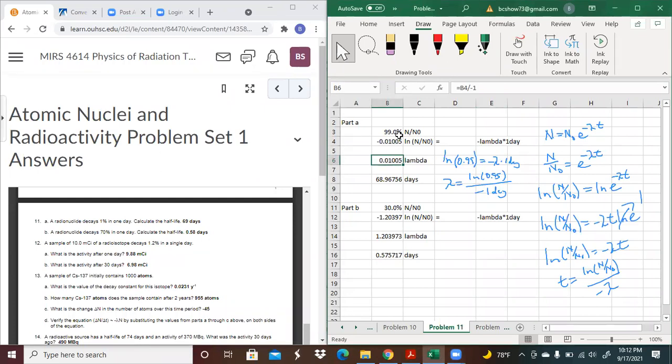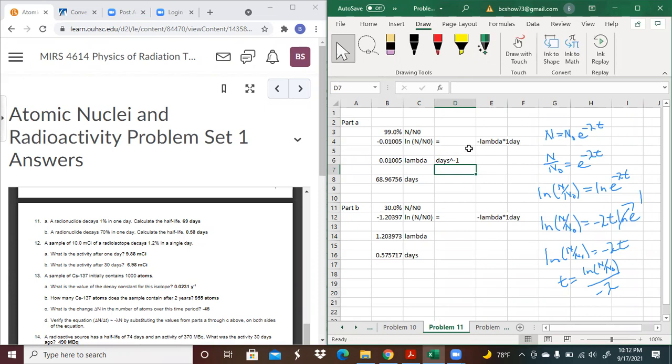Because that's exactly what I'm doing here. 10 minus 1, this ends up being lambda. So I know that lambda is 0.01005, and technically that is, getting rid of all of this so I can write this out, days to the minus 1. Those are the units here for lambda.